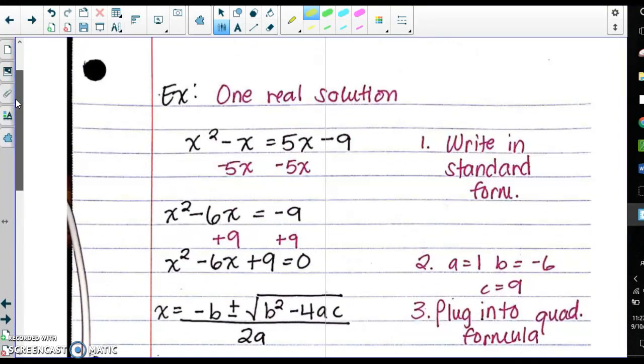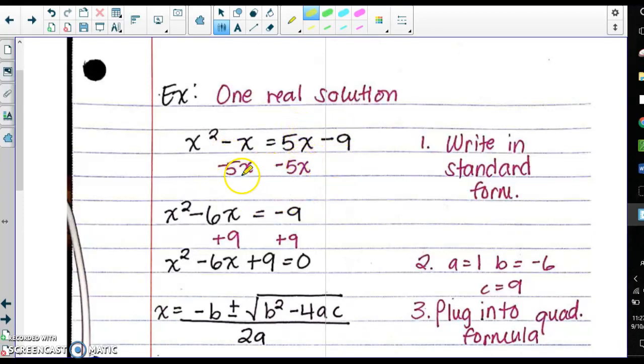All right, here's an example with one real solution. Our equation was x squared minus x equals 5x minus 9. Is this in standard form? No, it is not in standard form. So we have to move some pieces over to the left to get this in standard form.